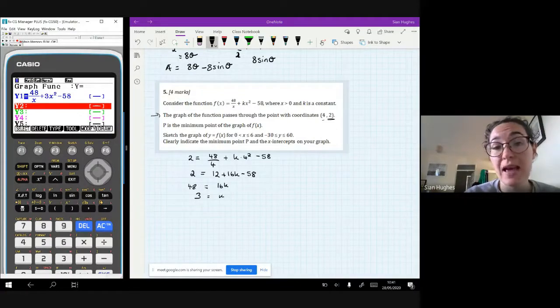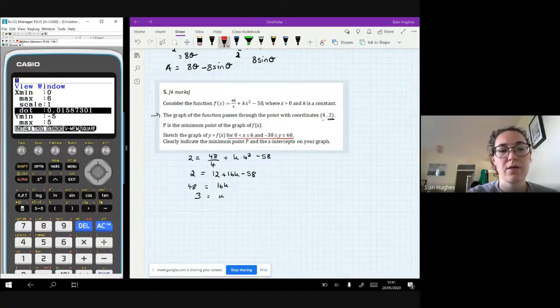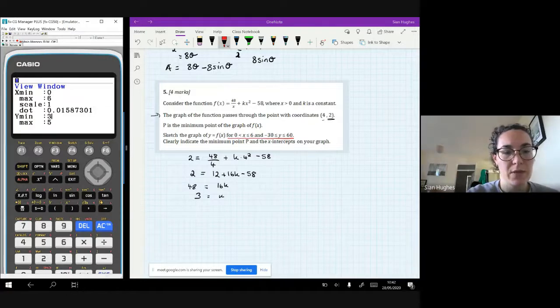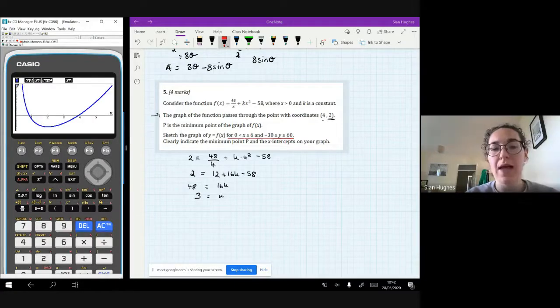This time we know exactly what we want to set our window to because we've got the values here. So we can go to shift window, we can say make minimum x 0, maximum 6, minimum y negative 30, and up to 60. And then back to draw, and there's our graph.